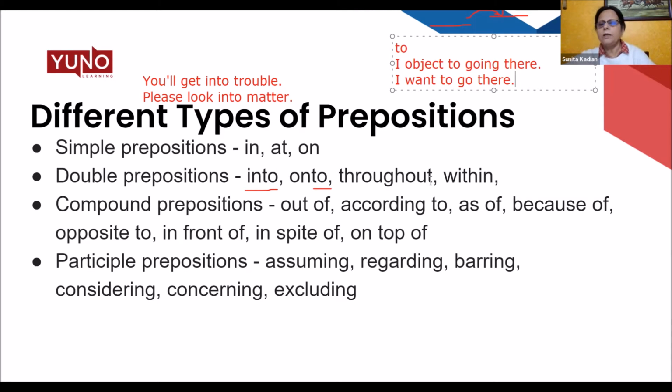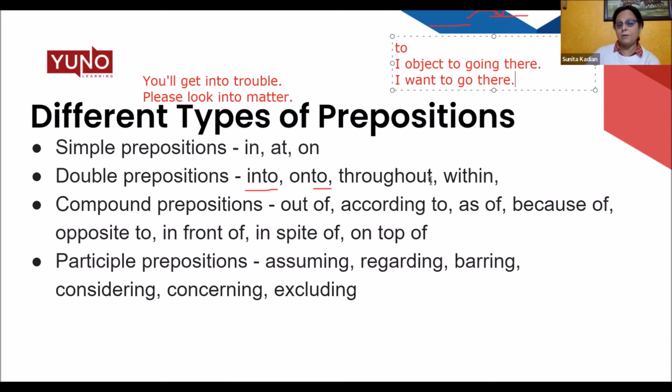Ritika and Gungun, any other usage? Like, for example, he traveled throughout the country. Right. He traveled throughout the country, everywhere. And what about within? Within is in between. So how do you use the word within in a sentence? Complete it within 2 hours. Correct. Complete it within 2 hours.